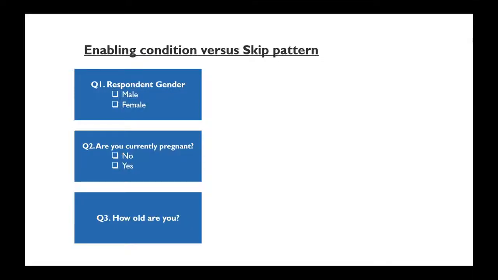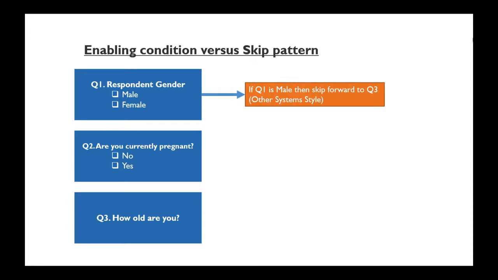So let's imagine that we have three questions. The first question, asking about the respondent's gender. The second question, asking if the respondent is currently pregnant. And the third question, asking the age of the respondent. Now, obviously, we don't want to ask question 2 about pregnancy to the male respondents. So when we think about a skip pattern, we'll direct the system at question 1 to move forward to question 3 if that respondent is a male.